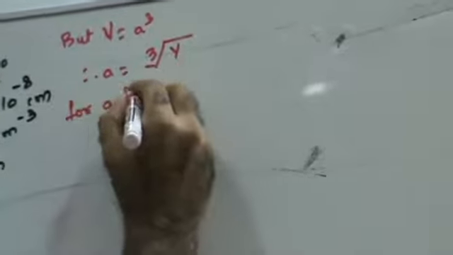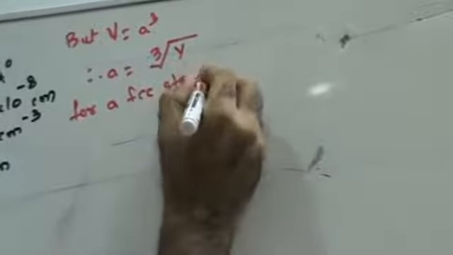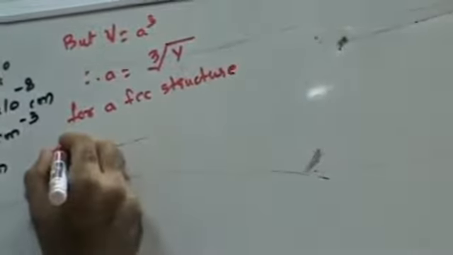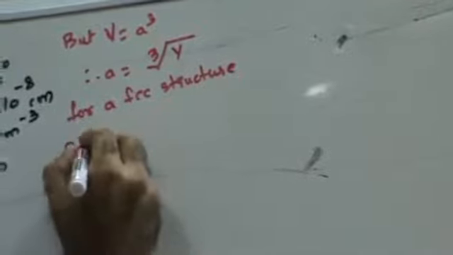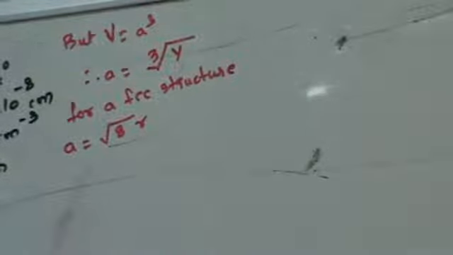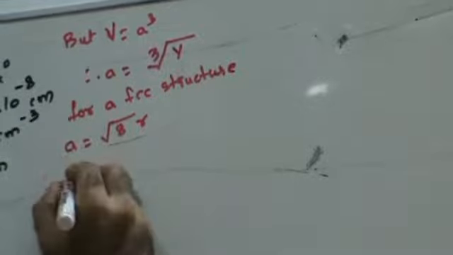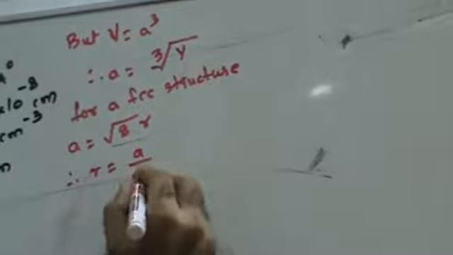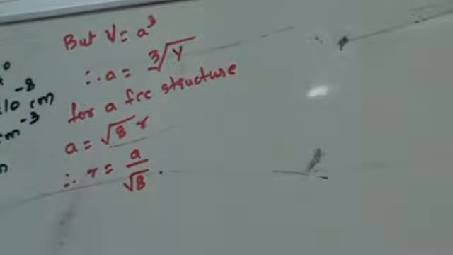Now for an FCC structure, the relationship between edge of the cube and the radius is a is root 8 r. So I should be able to get the value of radius. We can therefore say that r is a upon root 8. Root 8 is nothing but 2 root 2. Root 2 is 1.414. Substitute these values, you should be able to get the answer.